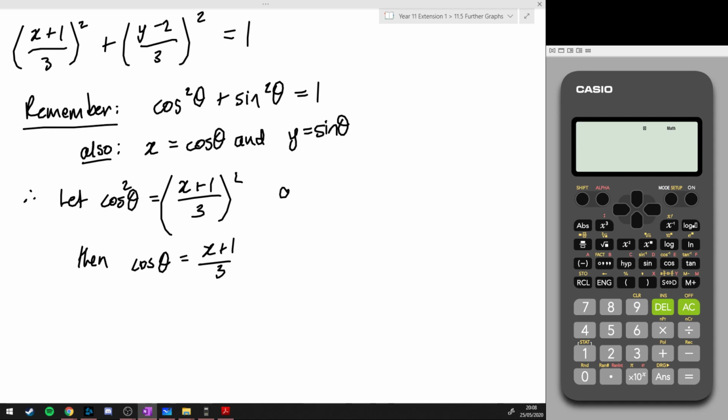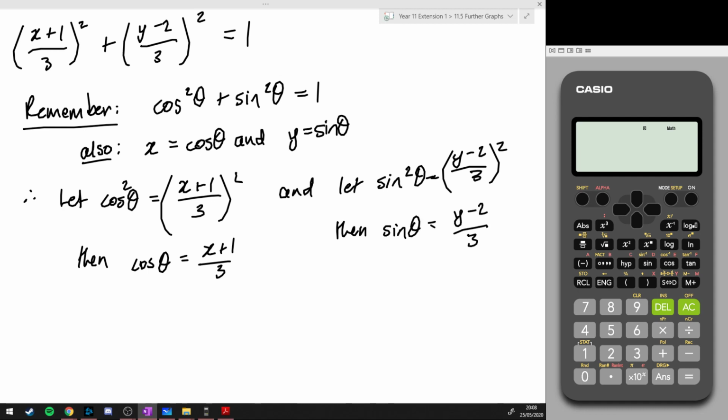And it's the same for the sine one as well. So let sine squared theta be equal to (y minus 2 over 3) all squared. Then sine theta is equal to y minus 2 over 3. It's just like taking the square roots of both sides. Now we've got cos theta is equal to x plus 1 over 3, and sine theta is equal to y minus 2 over 3.